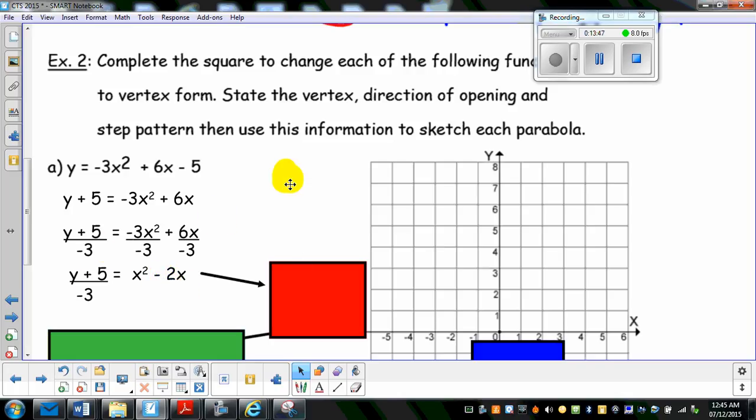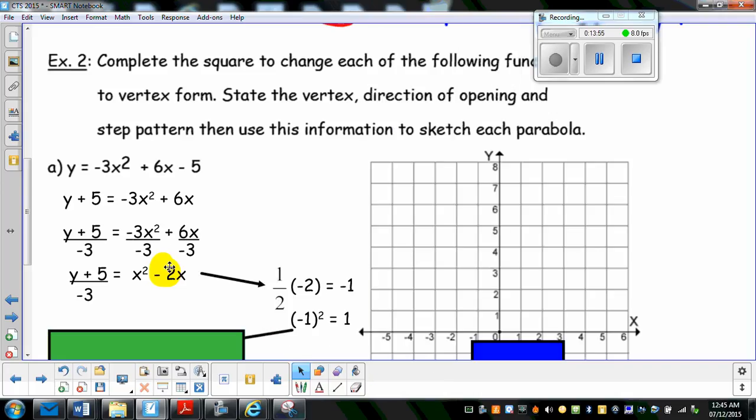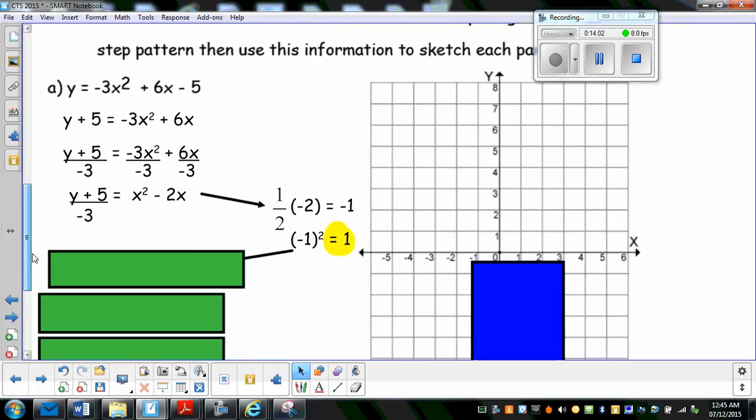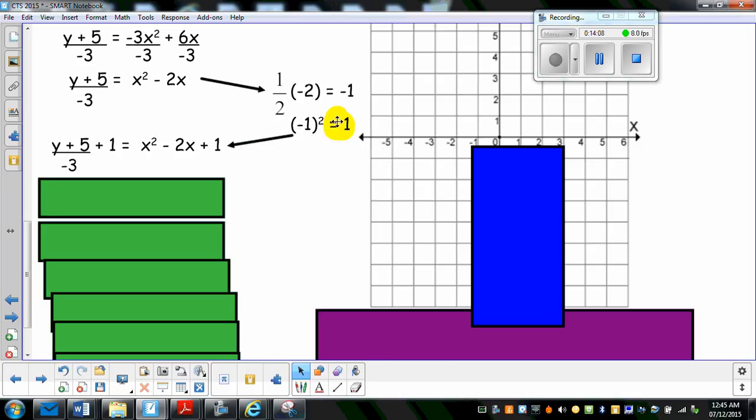Now we've got to do some work with this guy. So remember, we go off to the side here. We take half of negative 2. That's negative 1. And then we have to square negative 1. So negative 1 squared is negative 1 times negative 1, which gives us positive 1. So that positive 1 we add to one side and we add to the other side. And the reason we do that is to create this perfect square trinomial.